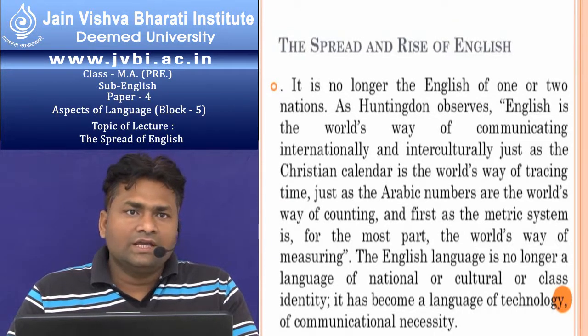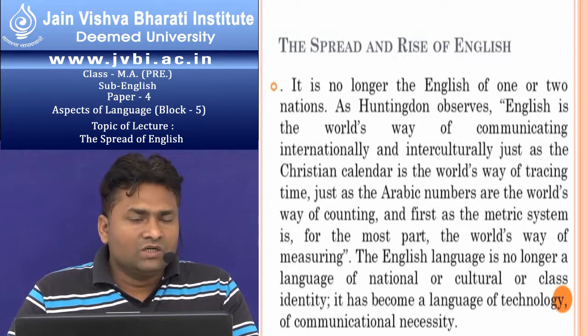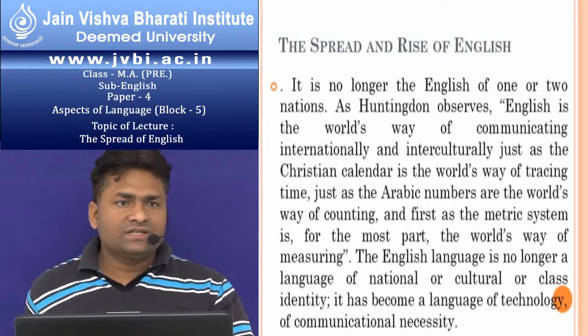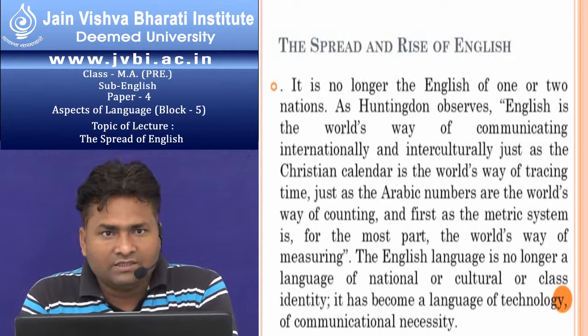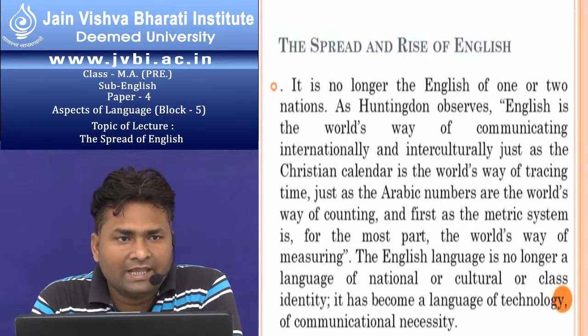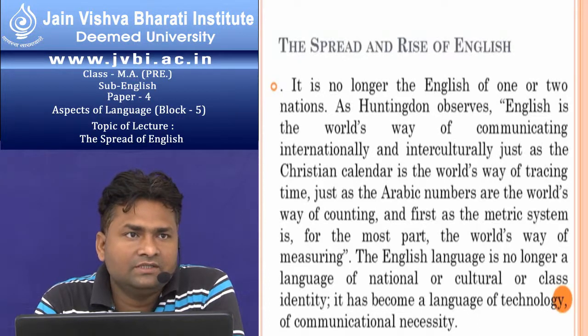It is no longer the English of one or two nations. As Huntington observes, English is the world's way of communicating internationally and culturally. Just as the Christian calendar is the world's way of tracing time, just as the Arabic numbers are the world's way of counting, and the metric system is, for the most part, the world's way of measuring, the English language is no longer a language of national or cultural class identity. It has become a language of technology, of communicational necessity.